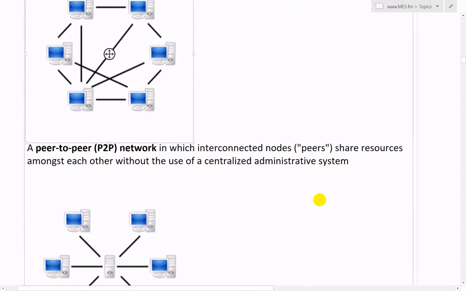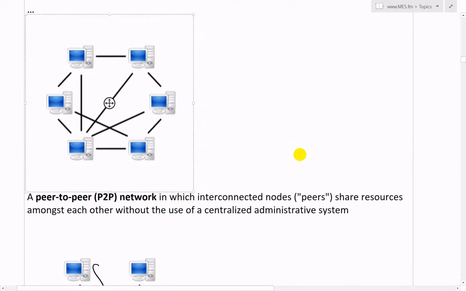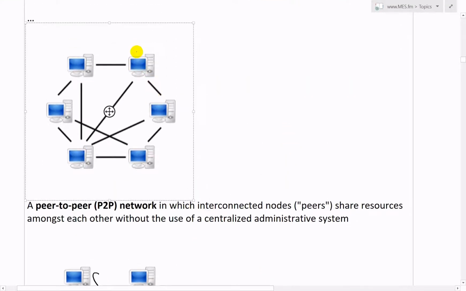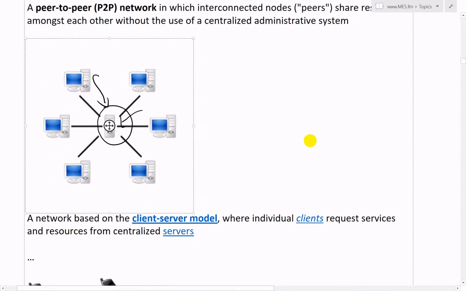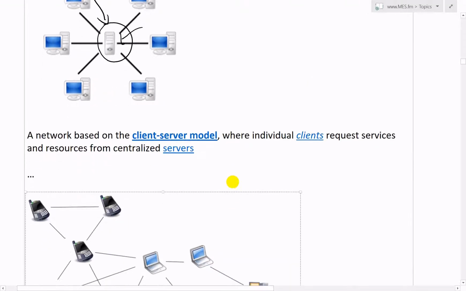So let's just go further. Here, in contrast, is a network based on the client-server model, where individual clients request services and resources from centralized servers. So we have just one central one. If any computer wants stuff, it just goes and grabs it from this one, and so on like that. Whereas with this one, they can talk to other parts of the computer network, and if they need resources or CPU power, it goes from here or from here. So it is decentralized as opposed to this one right here.